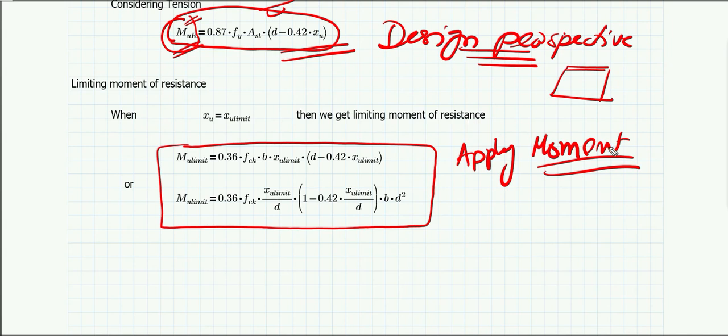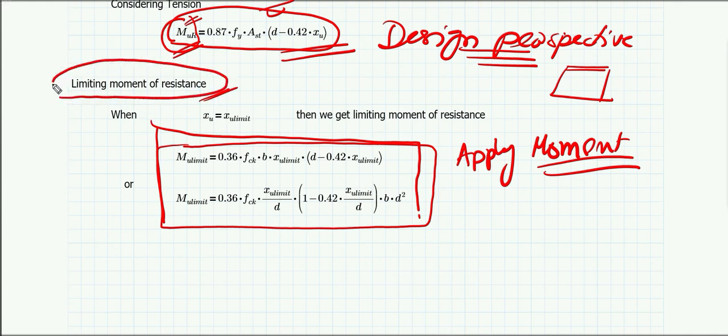Now suppose you have already constructed the section. What is the maximum limit beyond which you cannot apply the moment? In that case you can find out the limiting moment. There are some other uses of limiting moment also, but for simplicity you can think of it as something already constructed, where you want to find out the maximum moment that you can apply to that structure. In that case, the xu value should be equal to the limiting value of xu, that is the maximum depth of the neutral axis, right?